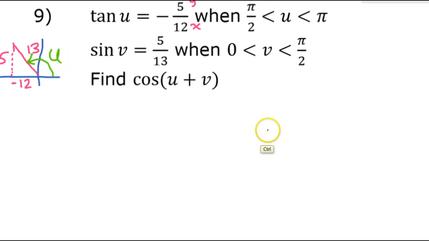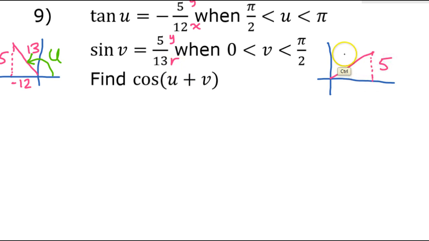Okay, now let's do the little triangle, the little diagram for the other angle. Angle V is between 0 and pi over 2, so that puts it in the first quadrant. So we'll just do our tiny little sketch in the first quadrant, like so. Okay, sine is y over r. So this is going to be 5, and this is going to be 13. 5, 12, 13, so x is going to be 12. And this is angle V, ladies and gentlemen. So label it, keep it straight. That's angle V.